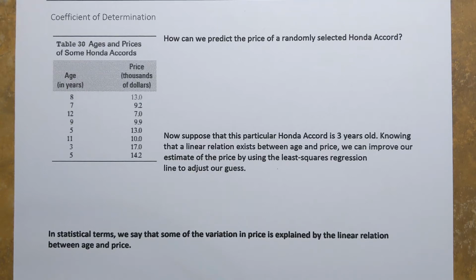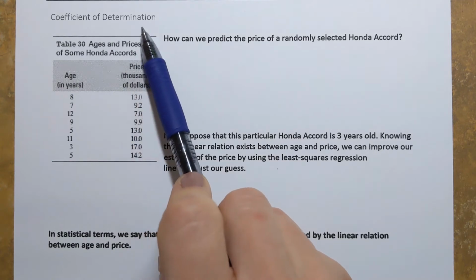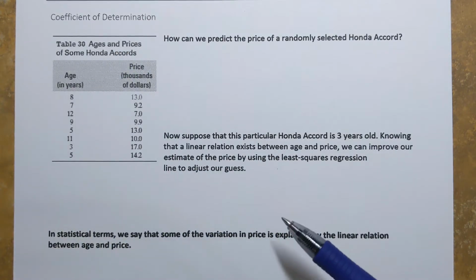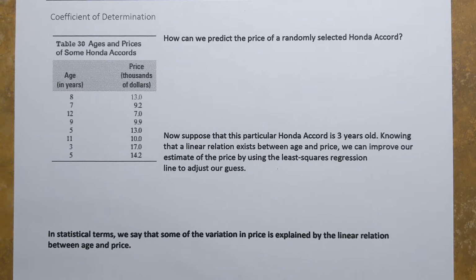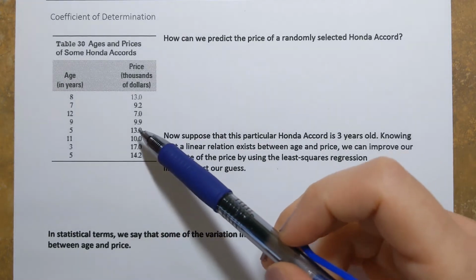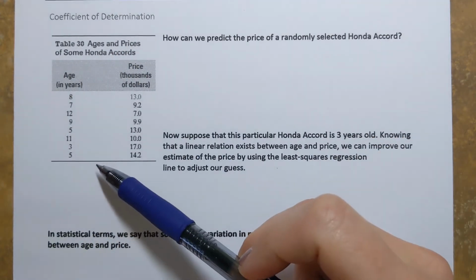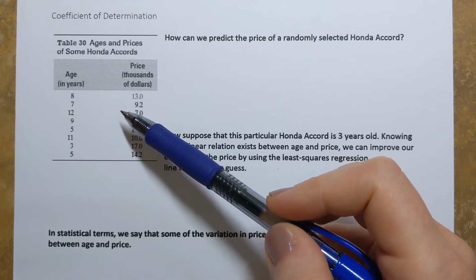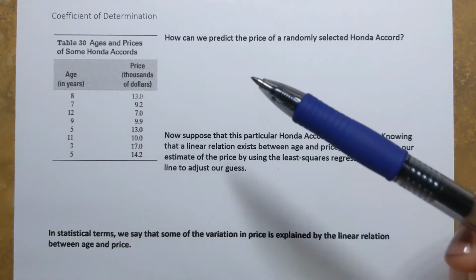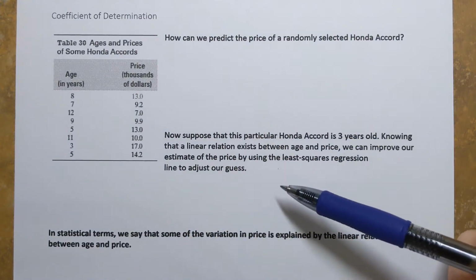Hi everyone! In this video we're going to learn about a special coefficient, called the coefficient of determination, that measures how well a linear model describes the relation between the explanatory variable and response variable. To better understand the idea behind it, let's continue with our example where we have bivariate data describing ages and prices of certain Honda Accords, and let's answer the following questions.